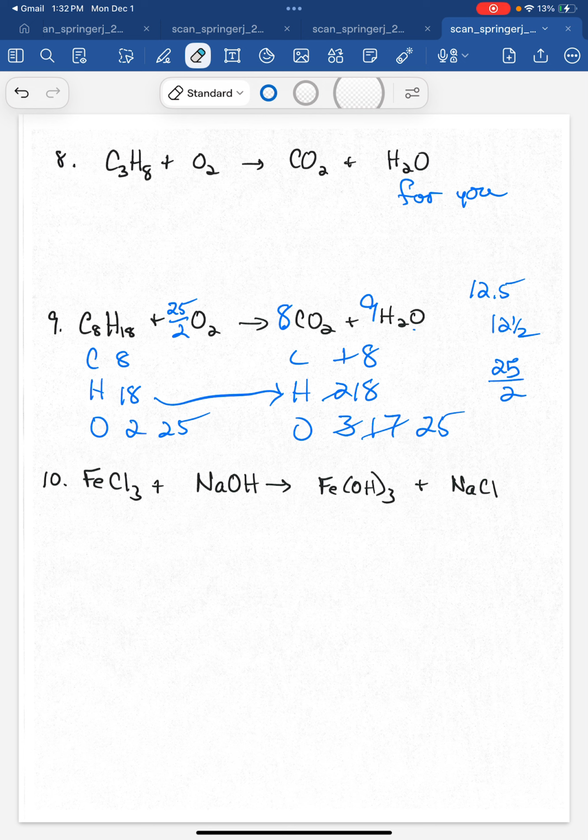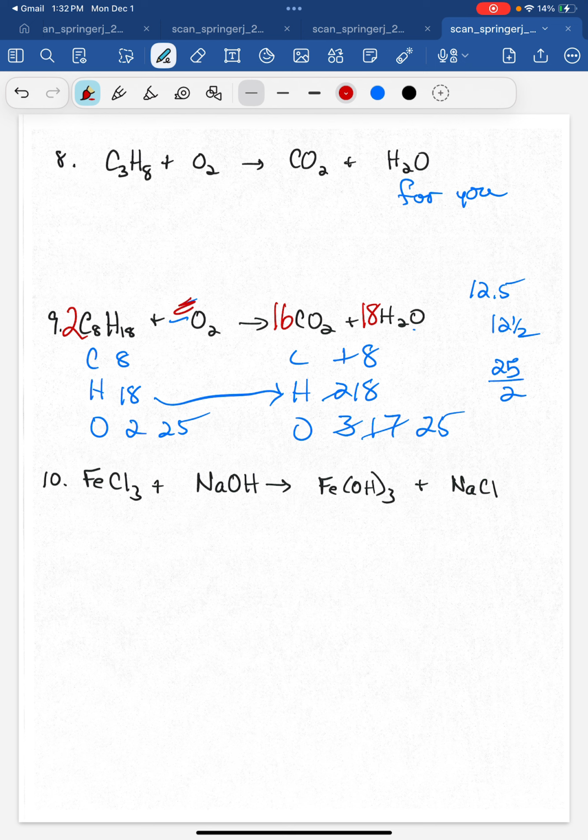So how do we get rid of a half in math when we've got an equation? Well, what if we just simply multiply everything by 2? So we'll put a 2 here. Multiply 25 halves by 2, we'll just get 25. 8 times 2 would be 16. 9 times 2 would be 18. So it's 2, 25, 16, 18. Wow, that's a lot of work.